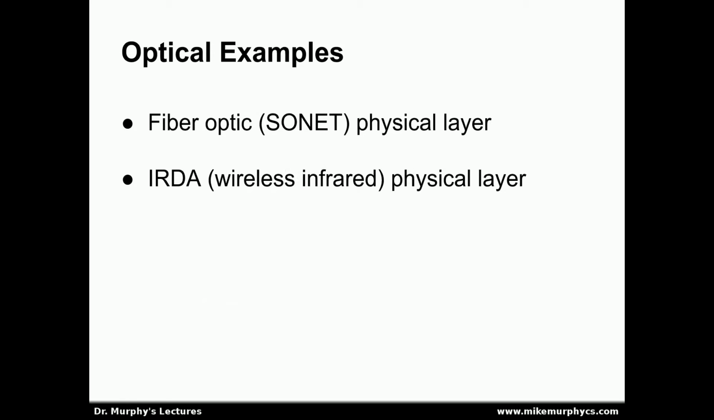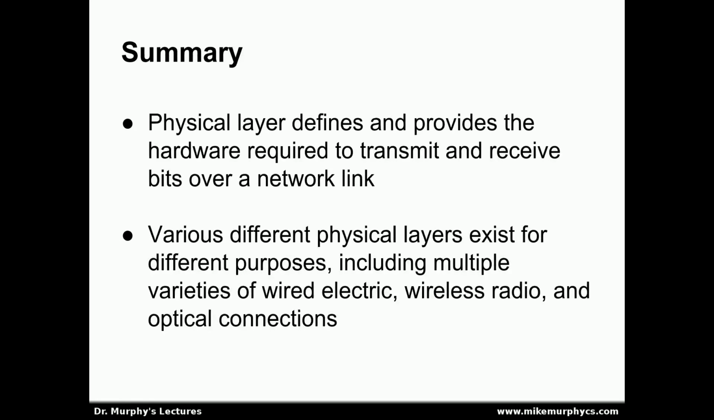Fiber optic also has specifications. For example, wide area fiber optic systems, or SONET rings, have their specifications. And even the combination of optics and wireless with the infrared light-based wireless devices, wireless infrared, or IrDA, has a physical layer specification. So we have these specifications for all of these different types of physical layers, but all of these different types of physical layers share a common purpose, and that is that the physical layer itself, conceptually as part of the OSI model, defines and provides the hardware required to transmit and receive bits over a network link.